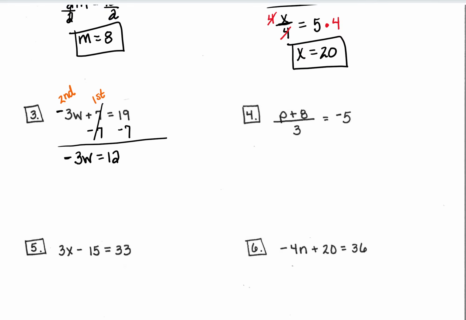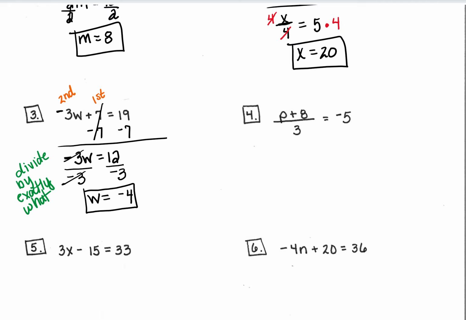Now this is a negative 3 in the numerator or in the top. It's being multiplied. So therefore we need to divide. Now, it's very important that when you divide, you divide by exactly what you see, because we need a negative 3 to cancel with a negative 3. So w equals 12 divided by negative 3, which is negative 4. And you might want to write yourself a little happy note here. When you are dividing, you divide by exactly what you see. So if that's a negative 3, you divide by a negative 3.